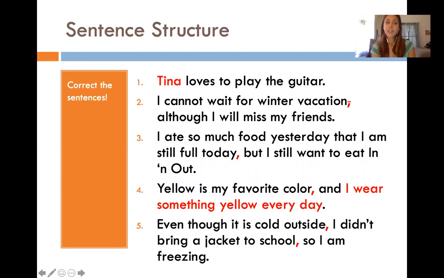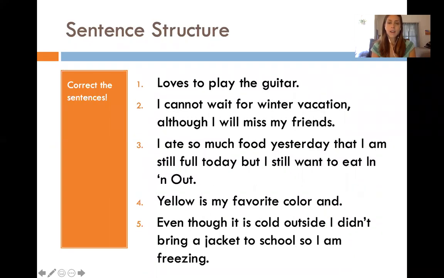the "and." So you could say, "Yellow is my favorite color and I wear something yellow every day," period. Or you could say, "Yellow is my favorite color, comma, and I wear something yellow every day." Both are going to be correct for me. Number 5. All right, "Even though it is cold outside, I didn't bring a jacket to school, so I'm freezing."